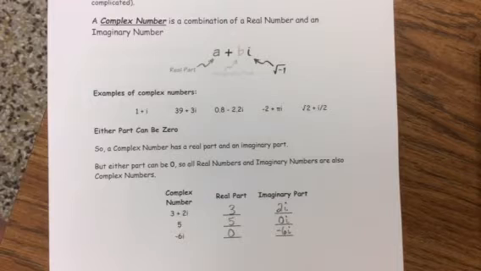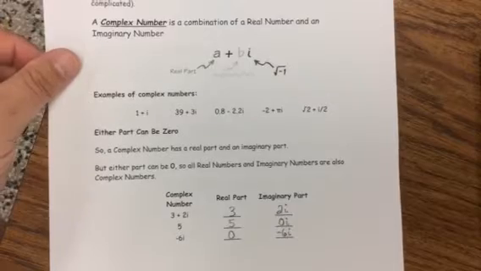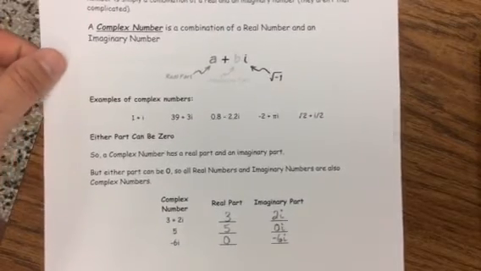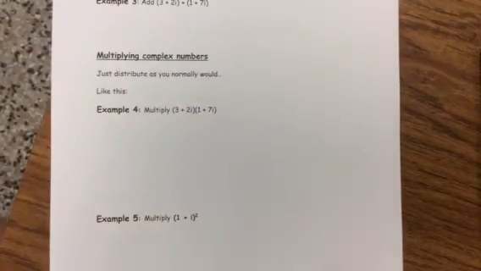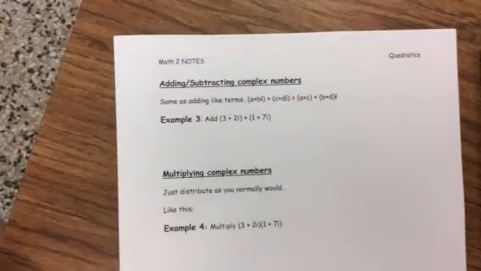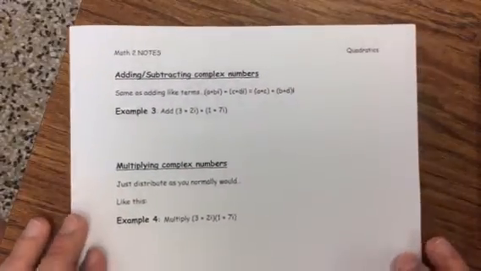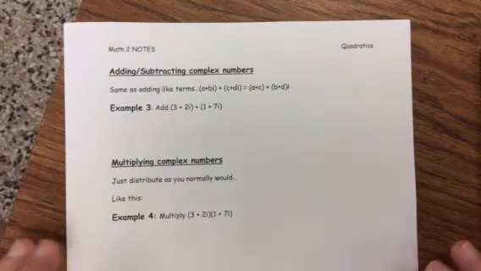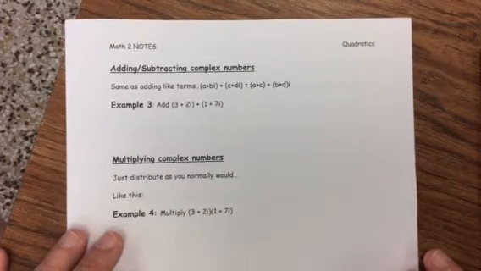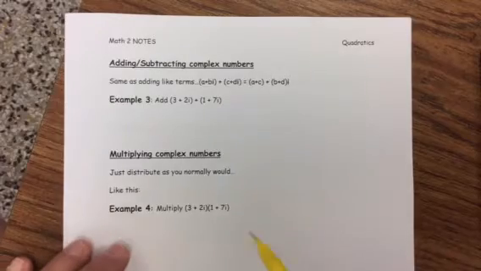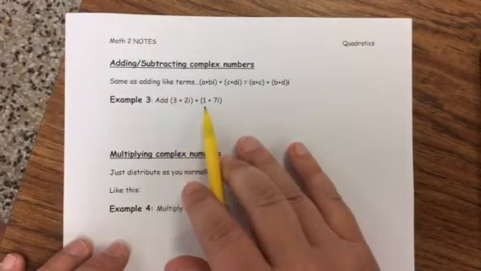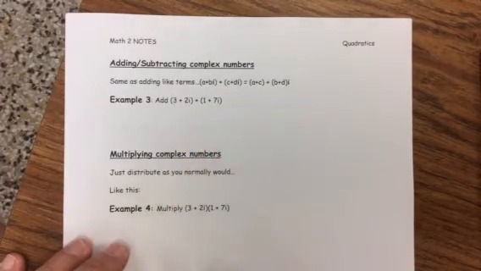So as you see, very easy to break apart. Either part can be 0, doesn't matter which one. So with these complex numbers, we can add them, subtract them, multiply them, divide them, just like we can with variables. So adding and subtracting them are really, really simple. You add the ones without i's, add the ones with i's.